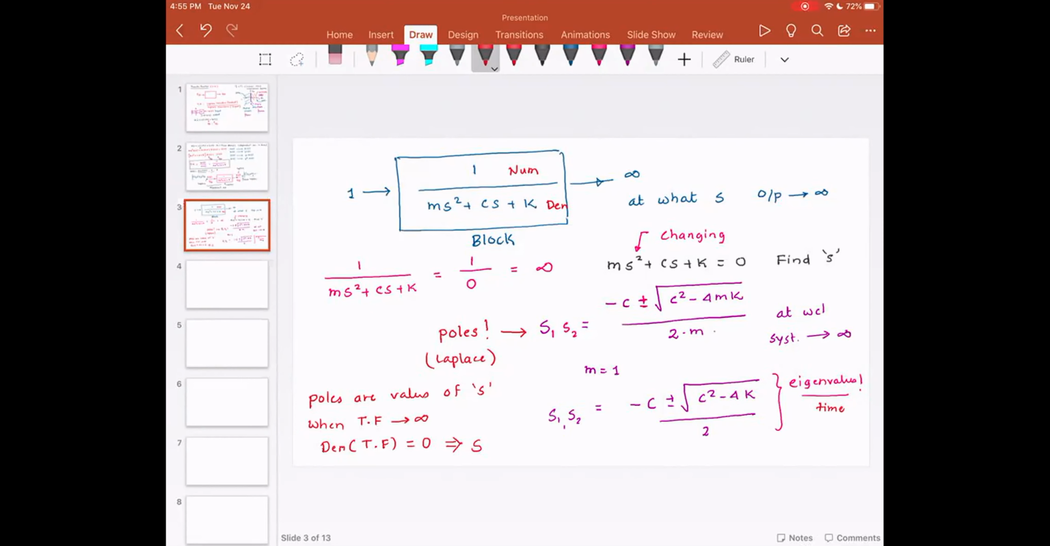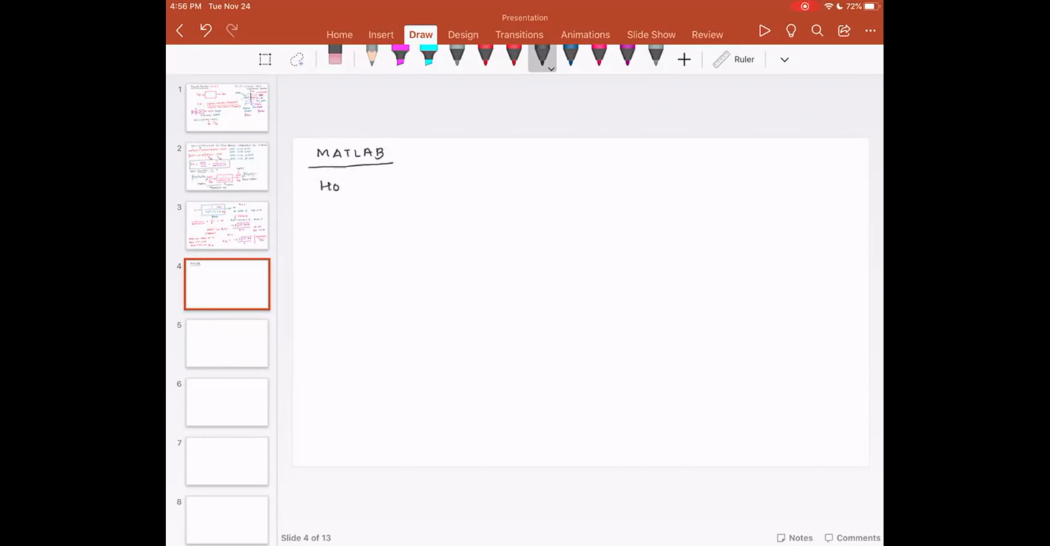How do we work out this problem? Just for the sake of clarification, let me take an example. I'm going to take three cases, and I'm going to use MATLAB, and then I will show you how to plot the response using the transfer function.